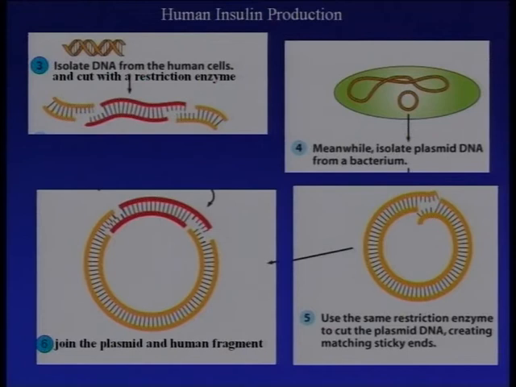Then the sixth figure indicates that after cutting the plasmid DNA, the desired DNA fragment, or the insulin gene, should be joined with the plasmid DNA by using an enzyme called DNA ligase. Then we will get the recombinant plasmid.